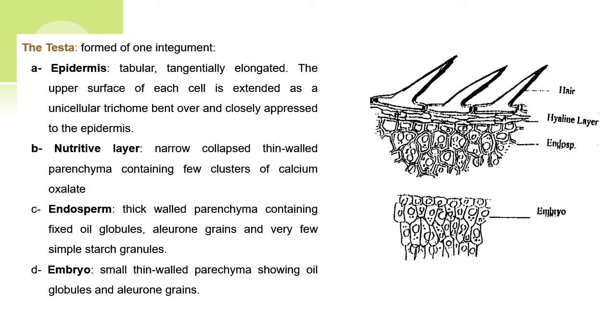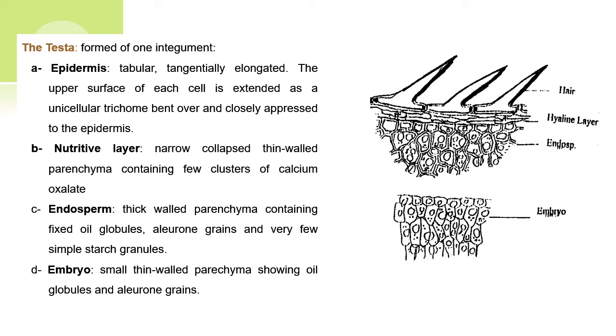Microscopically, the seed coat is composed of epidermis and nutritive layer. The epidermis is formed of tabular cells, tangentially elongated. Cells are extended into unicellular non-glandular hairs. The hairs are closely adpressed to the epidermis, and they are all directed in one direction to the narrow end of the seed. There is one rib at the side of the hair. This rib is lignified.